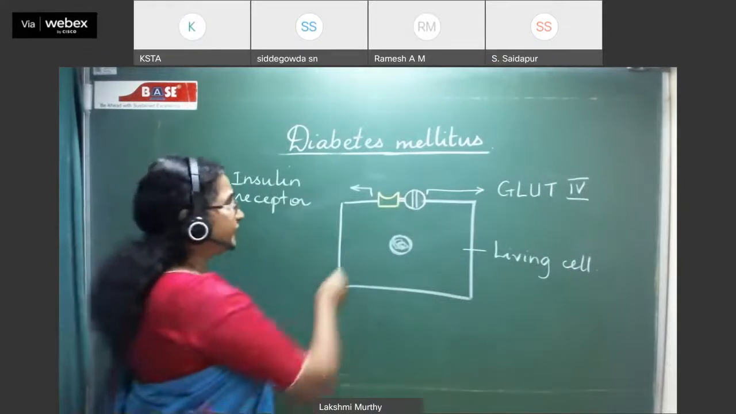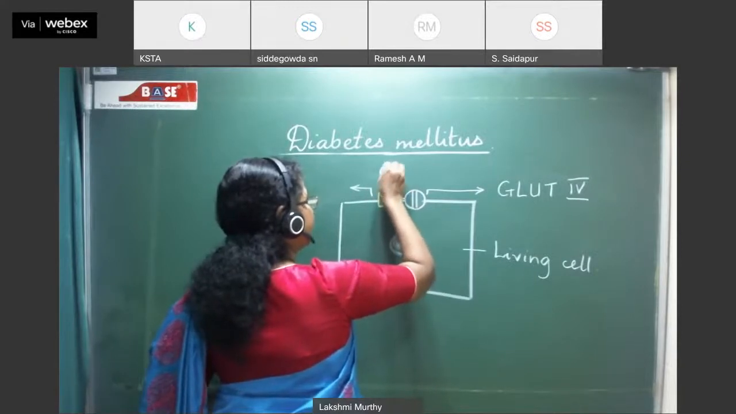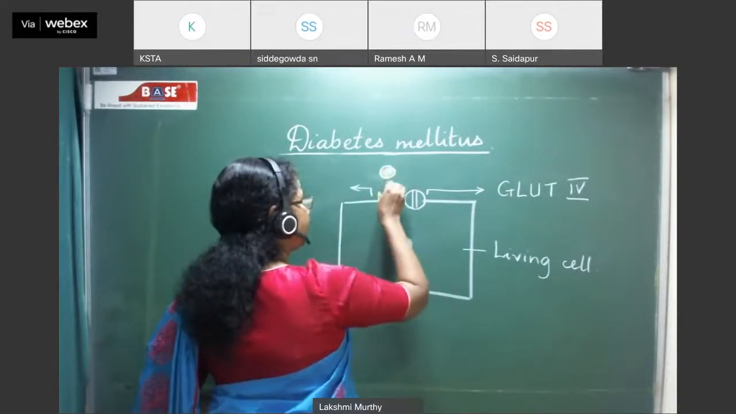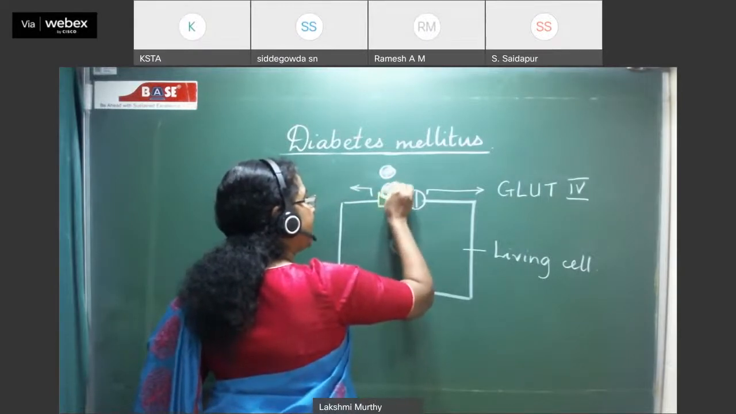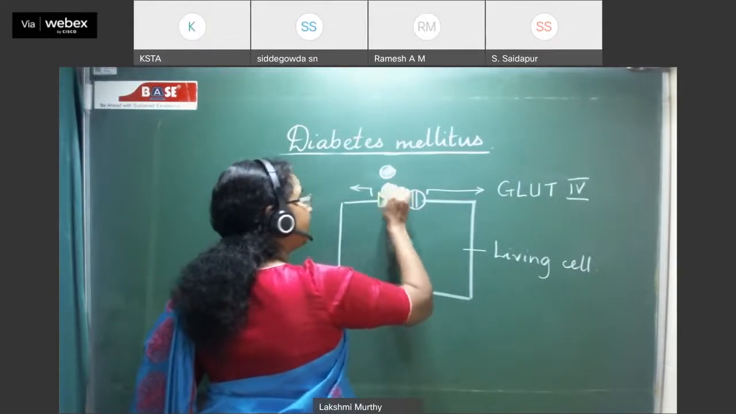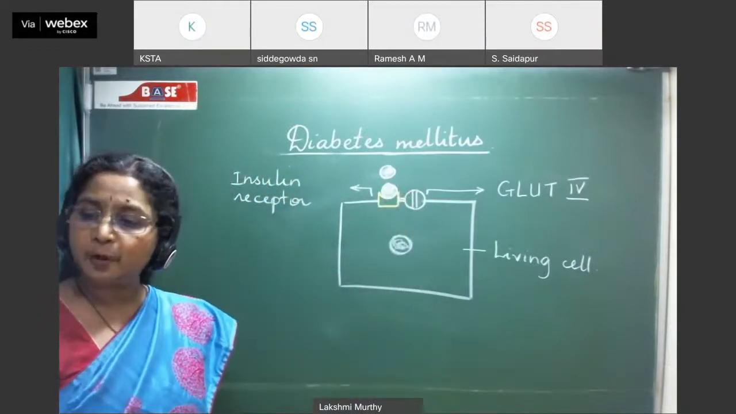Now when your insulin comes, let us say this is the insulin molecule. When insulin comes and binds to the insulin receptor, it is going to activate the GLUT4 transport molecule.